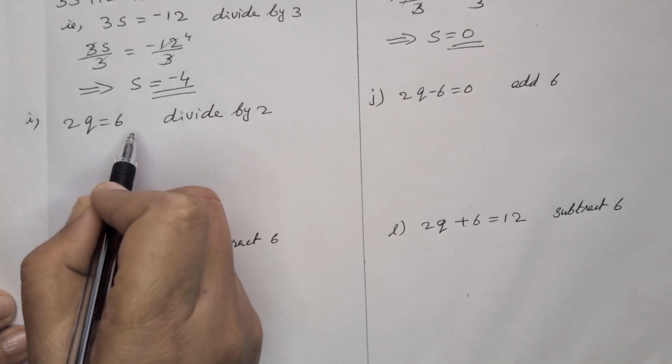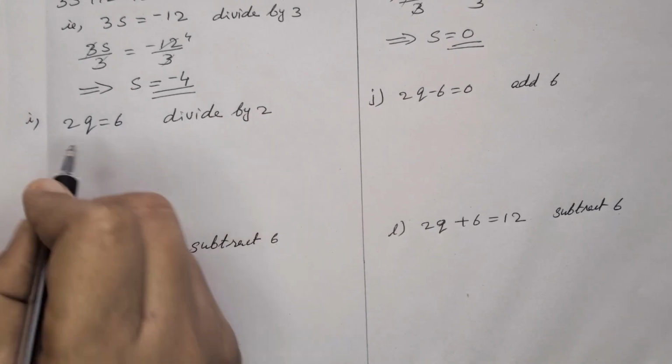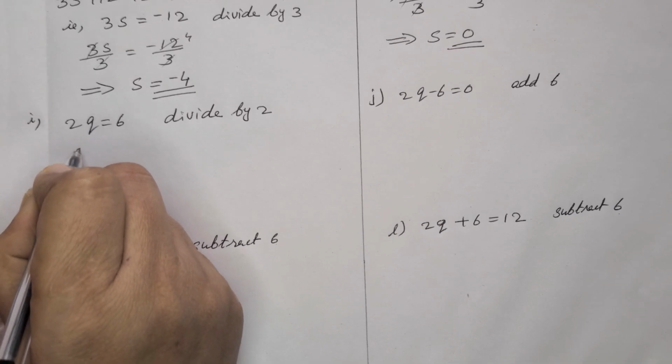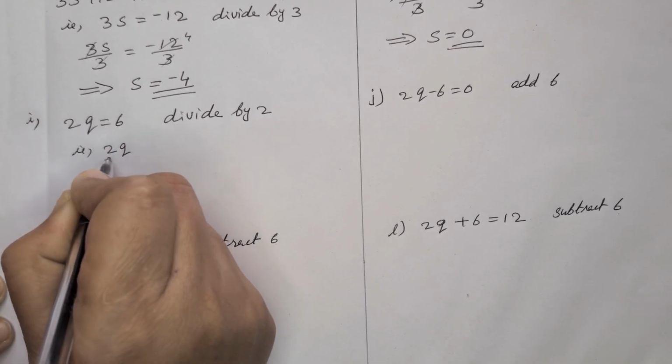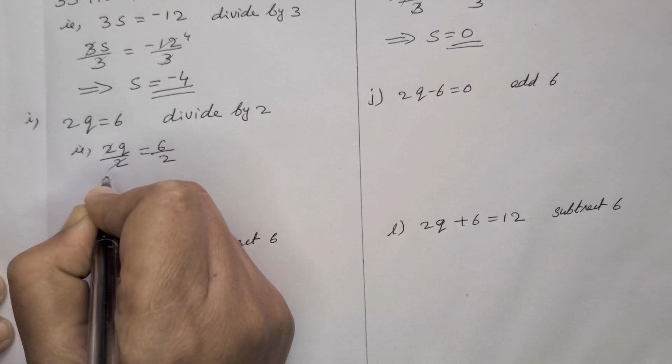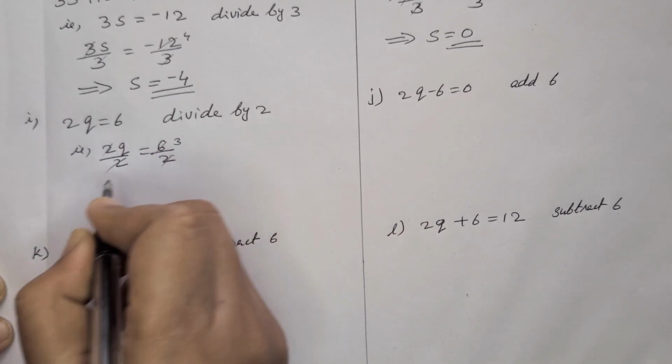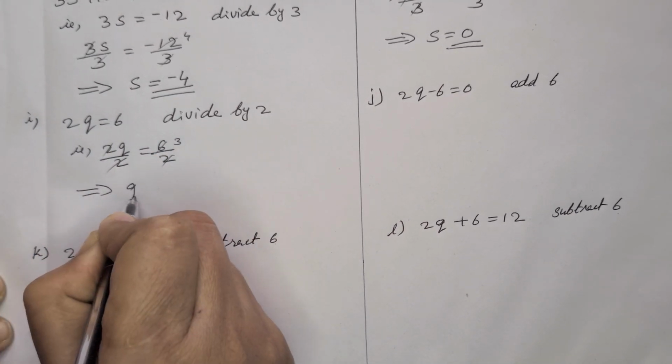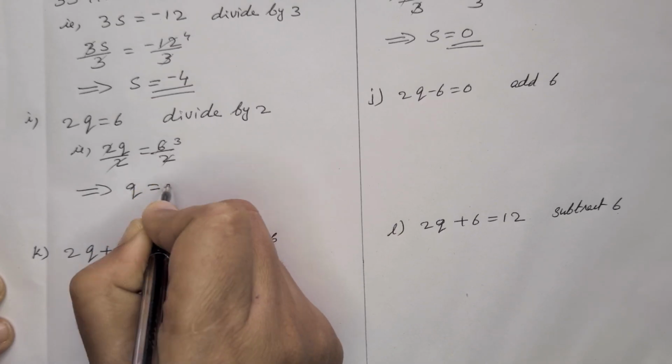I. 2Q is equal to 6. So divide by 2 both sides. That is 2Q by 2 is equal to 6 by 2. We can cancel 2 here, 3 times, which implies Q is equal to 3.